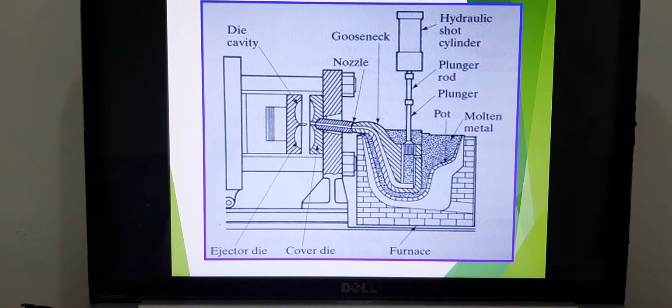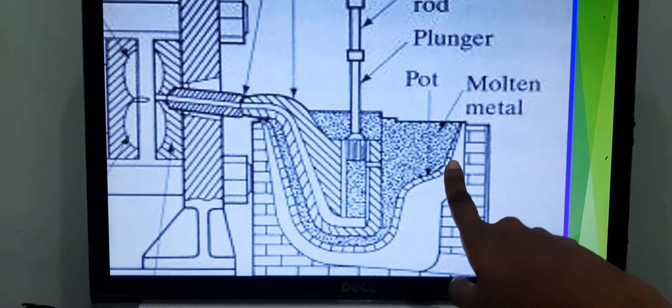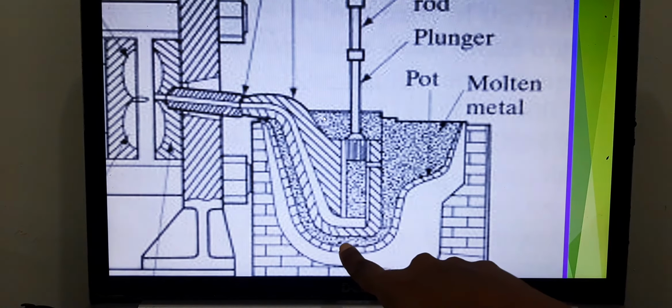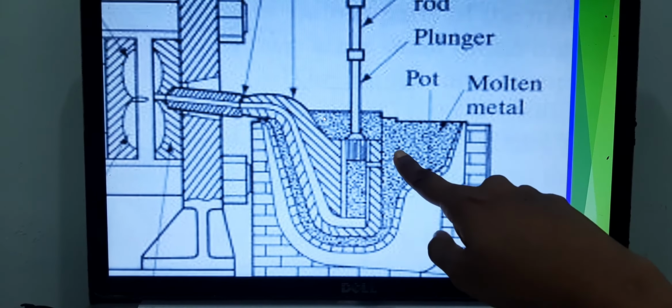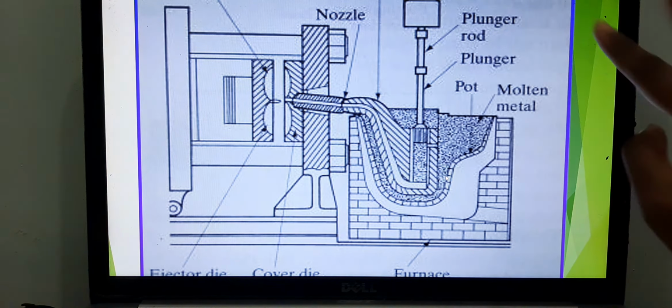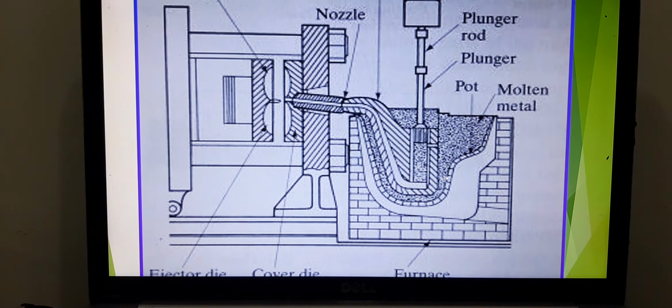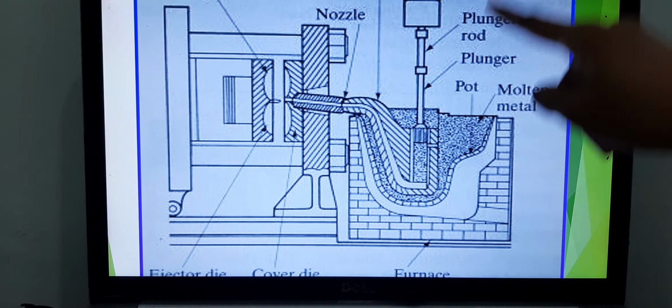When I mentioned to you that the molten pot is located within the system, this is the molten pot. Okay, this is the molten pot. The molten pot is where the metal is melted and the metal remains in its liquid state. So like I previously mentioned, this is an injection cylinder.